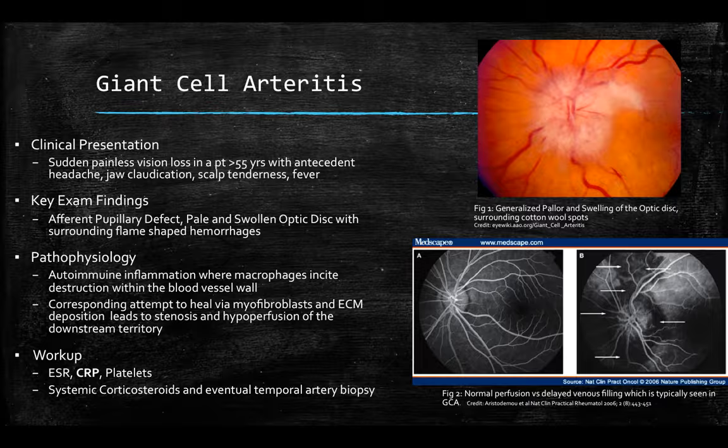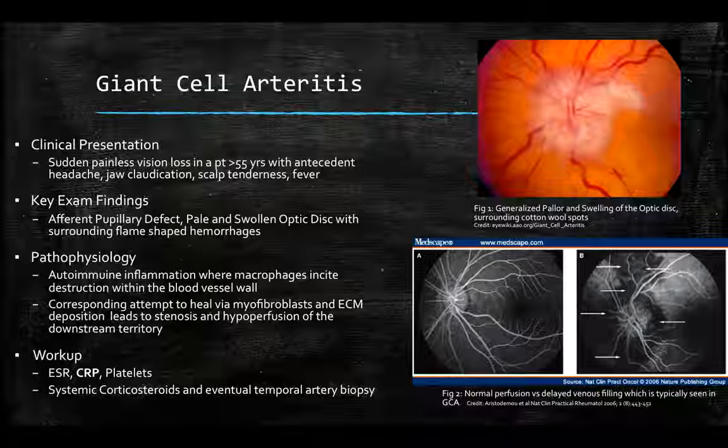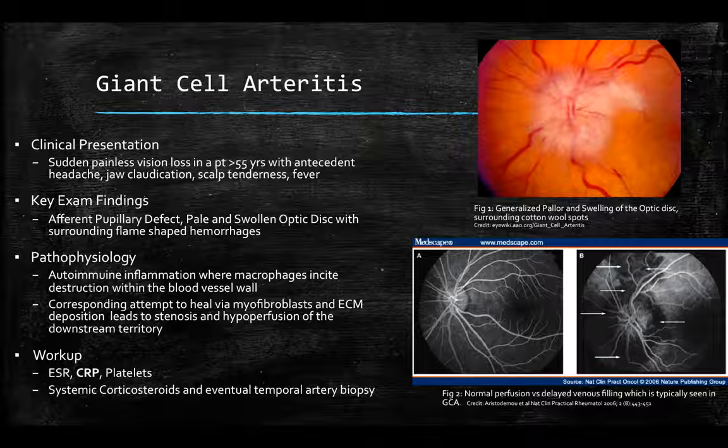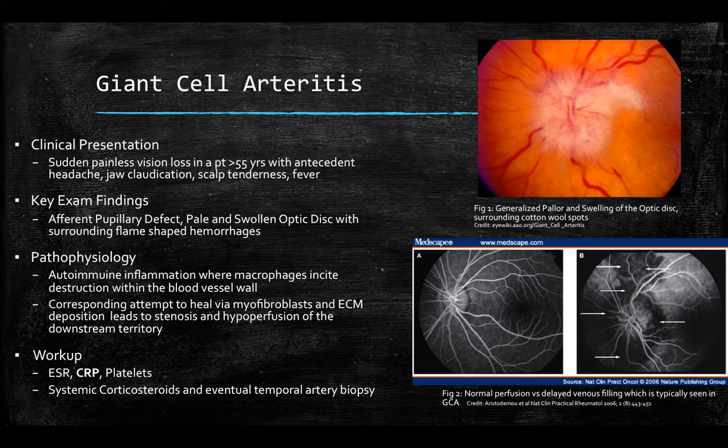A common exam finding that you can ask about is whether or not they're having trouble chewing up their food. This is called jaw claudication. Key exam findings that you can pick up on are an afferent pupillary defect, which we will talk about in one of the other lecture series, a pale and swollen optic disc with surrounding flame-shaped hemorrhages. And this is demonstrated clearly in Figure 1. We see a pale and swollen optic disc. We see possibly a few flame hemorrhages coming off the disc.